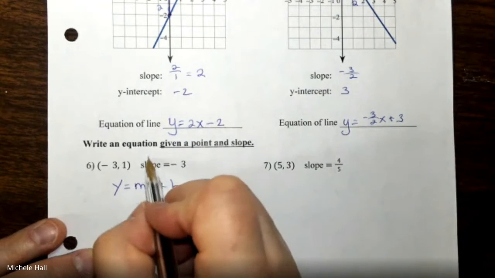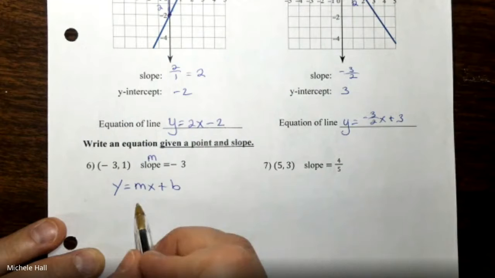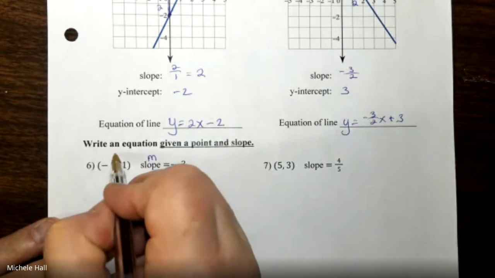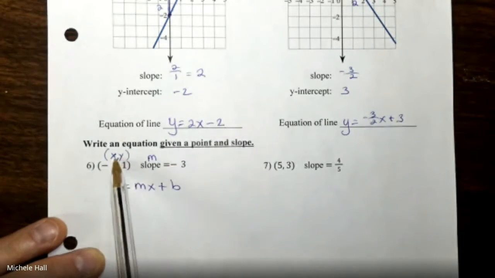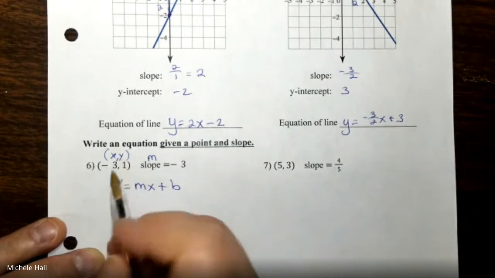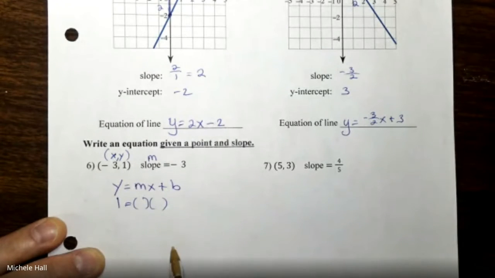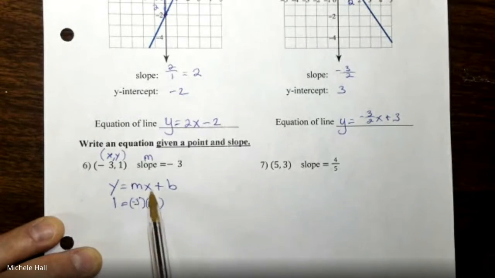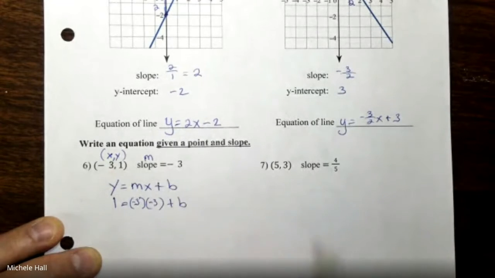I see I have my m is -3. And I also have a coordinate, a point, and this is going to be my x and my y. I'm going to substitute in x, y, and m. Let's see what we have left. Y is 1 equals m times x. My slope is -3. My x is also -3. And then I have plus b.